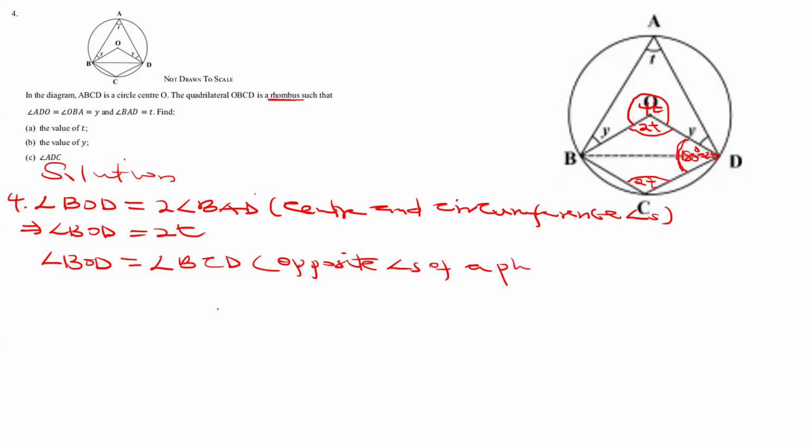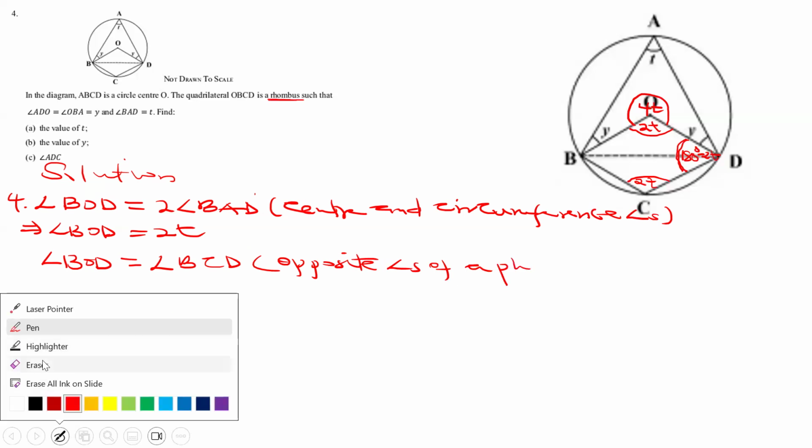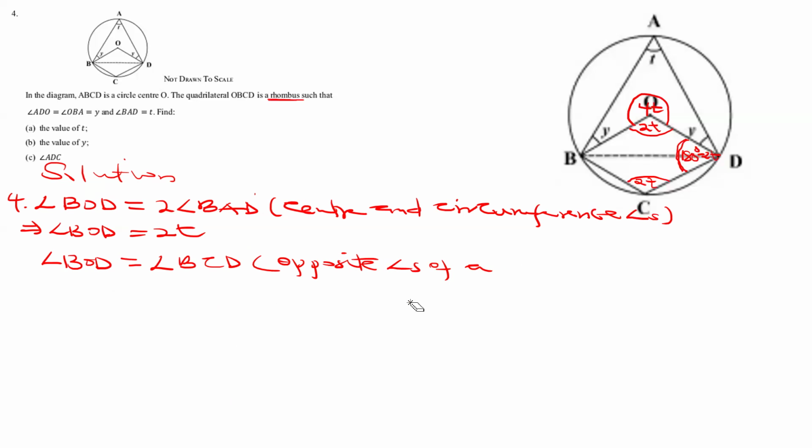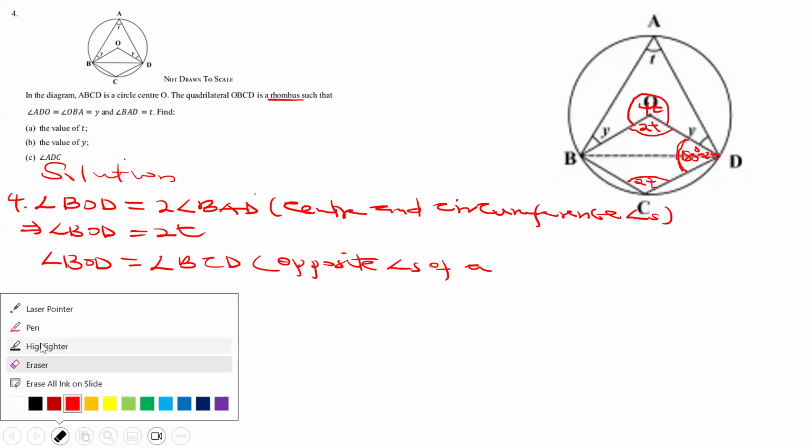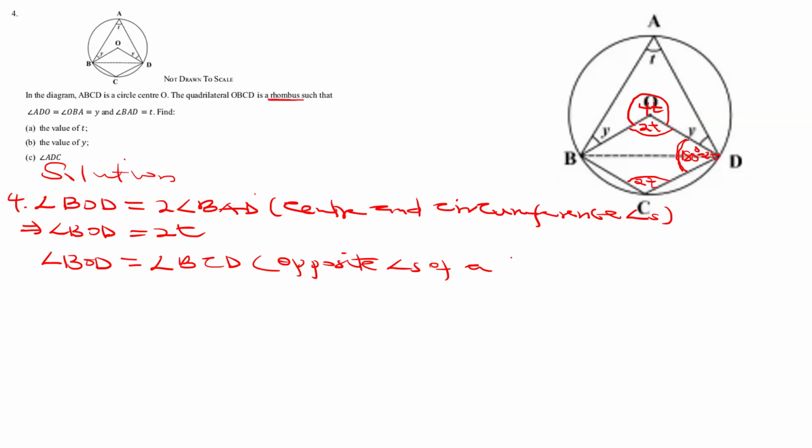Oops, I did not say the rhombus, forgive me. Opposite angles of a rhombus are equal, and that's what you state there. So it means this will also be equal to 2t. So in this case, I can say that this implies that angle BCD will also be equal to 2t. All correct.